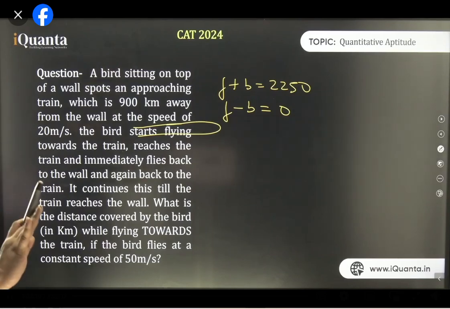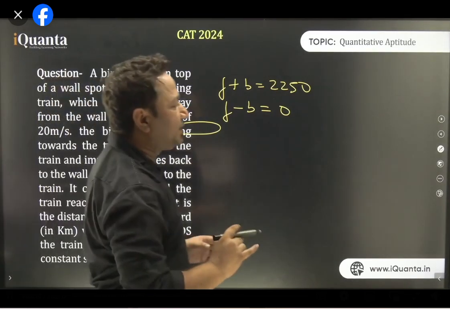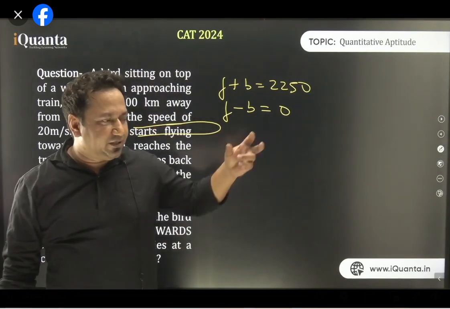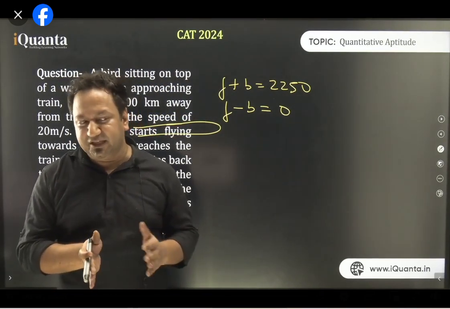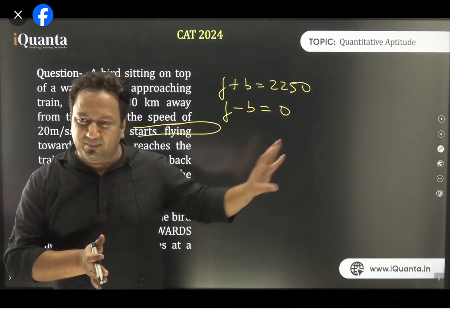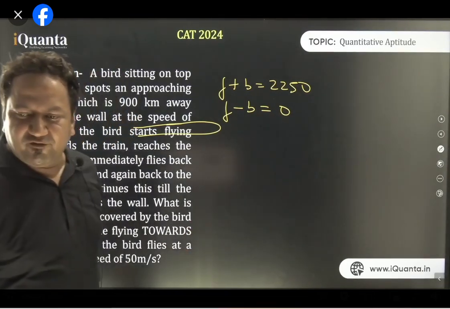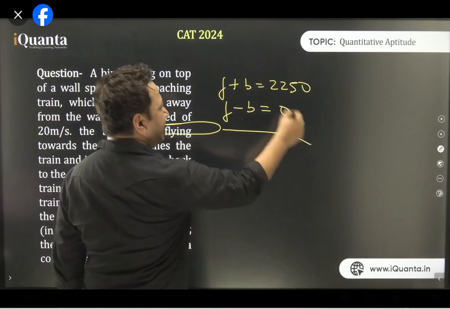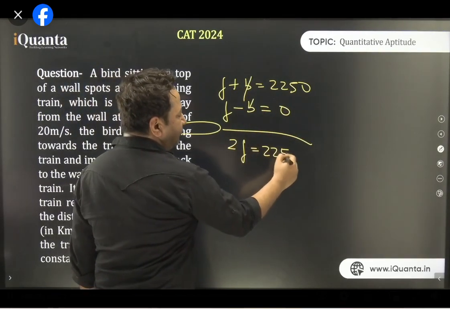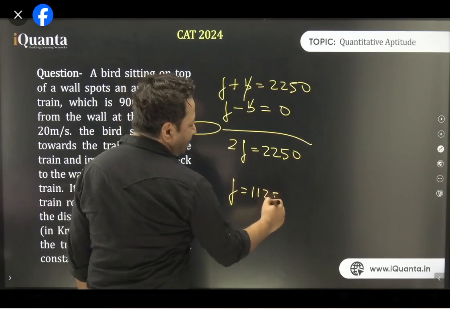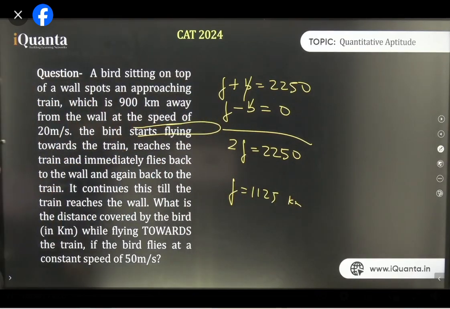अब वहां पे आएंगे, पहले ये वाला देख लो. ये वाला क्लियर है ना? This thing is clear. देखो, a simple sentence. The bird has reached the place where it started from. Her starting was the wall, her ending is the wall. That means she has not moved at all. All the forwards, all the backwards were the same. So if I add these two, B and B get cancelled. It's a simple equation. So 2F will be equal to 2250, which means F will be equal to 1125 kilometers. Clear?